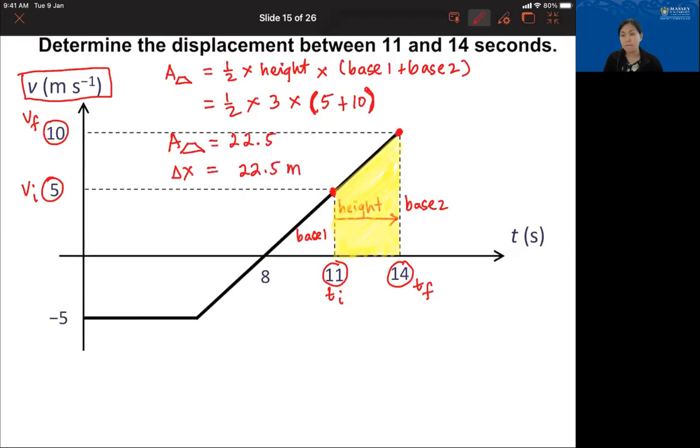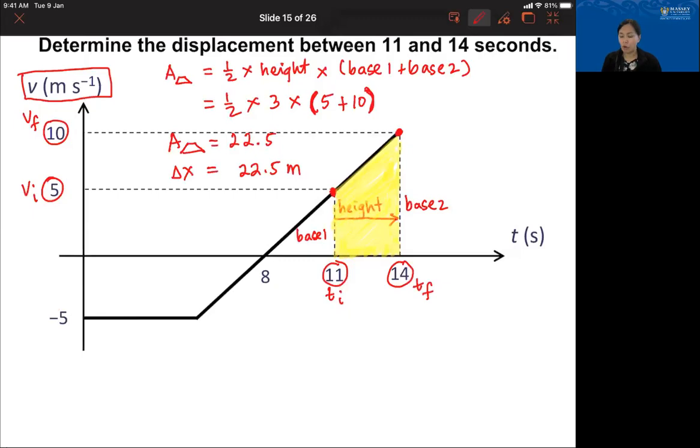The unit is meters. And finally, as a final check, whether you should have a negative or positive displacement: the area is above the horizontal axis, so your velocities are also positive. That means your displacement should be positive. So that's positive 22.5 meters. All right. Good. Does that make sense?